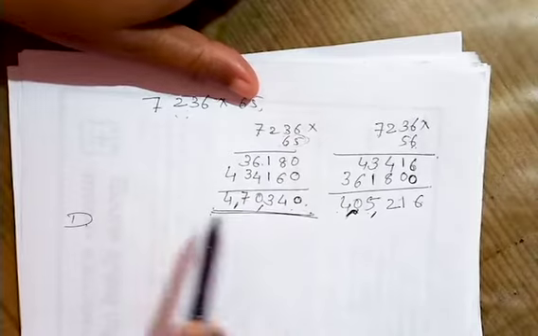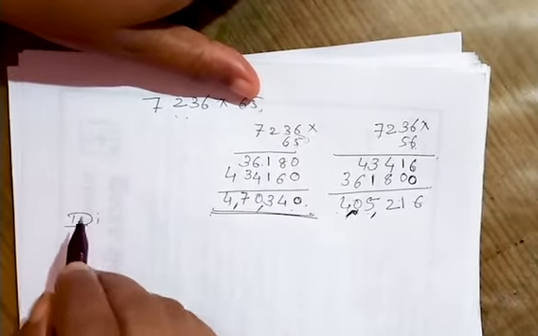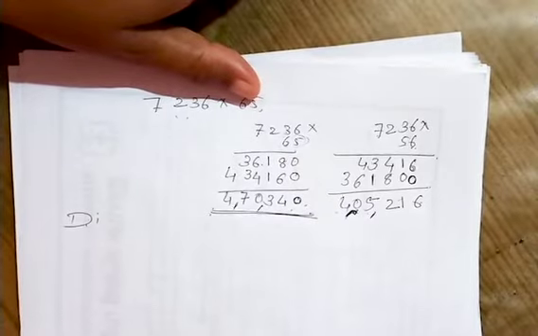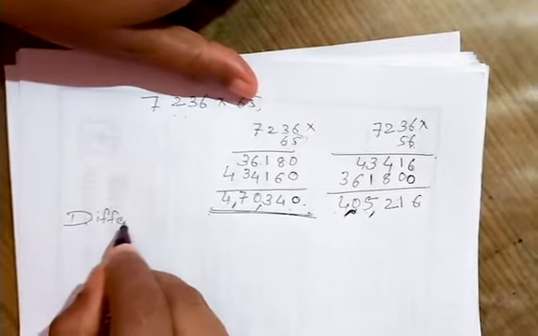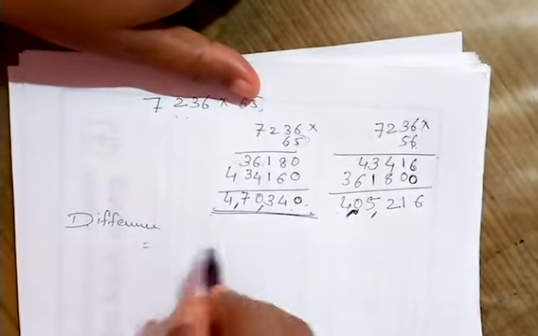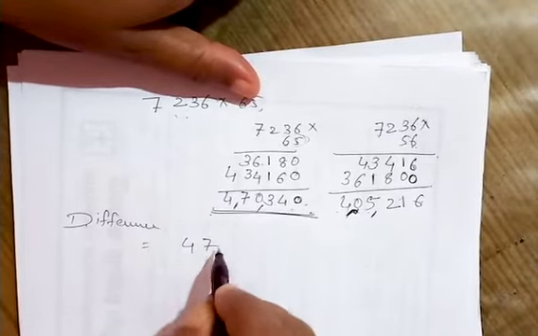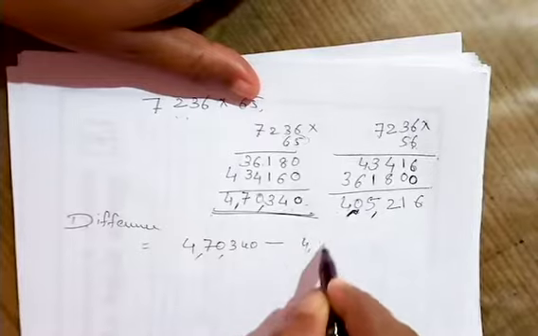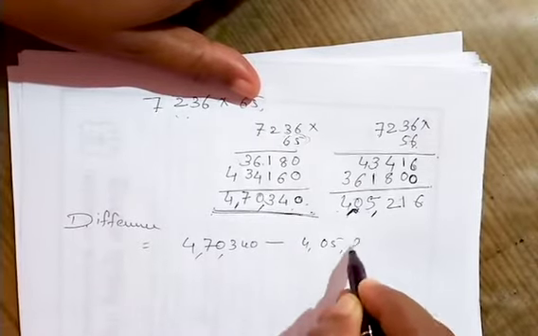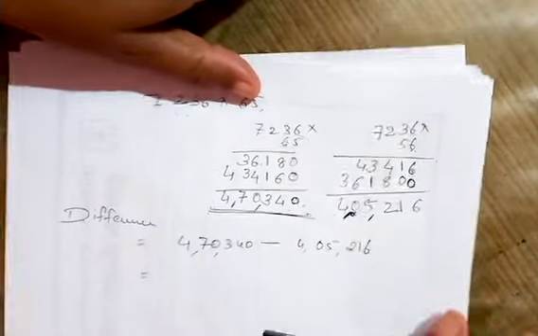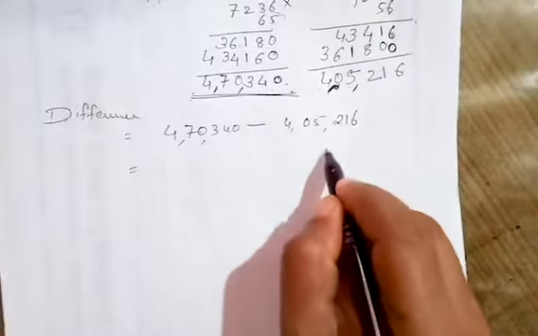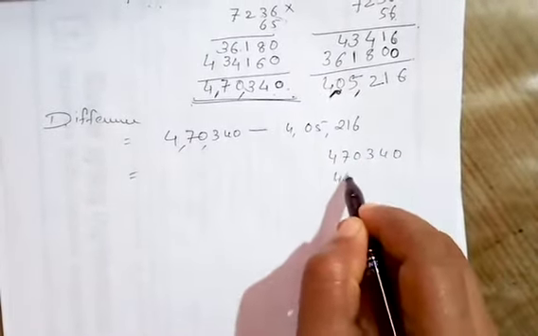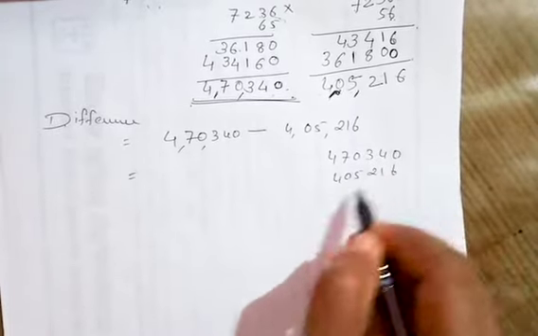We want to find the difference. That is the answer for this one. Okay. Difference is equal to 4,70,340 minus 4,05,216. The answer is 4,70,340 minus 4,05,216.